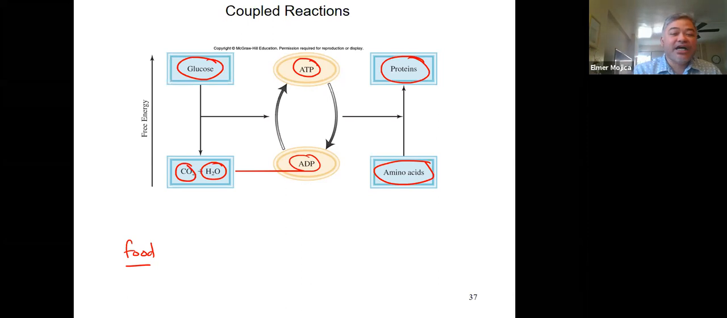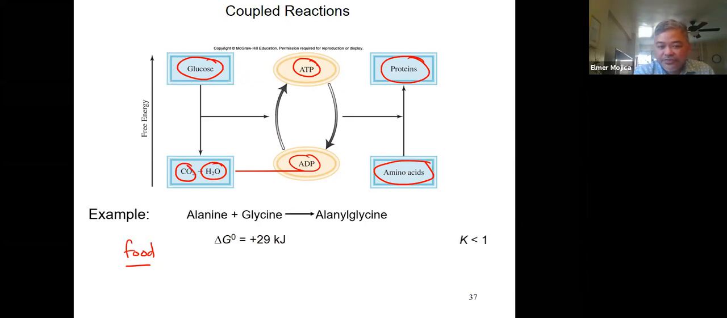And how can it be done? The energy that you produce from eating your carbohydrates, that's the one that will make the reaction run, where you can synthesize protein from the amino acids. And if you're going to look at the reaction that you have, okay, so what does this mean?